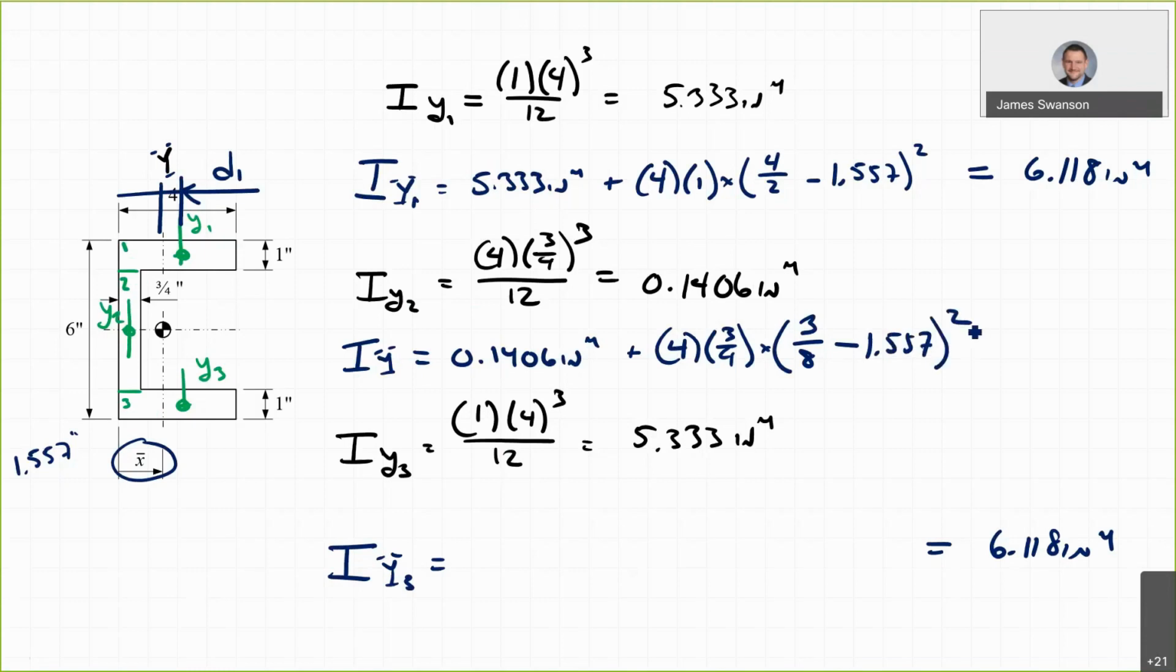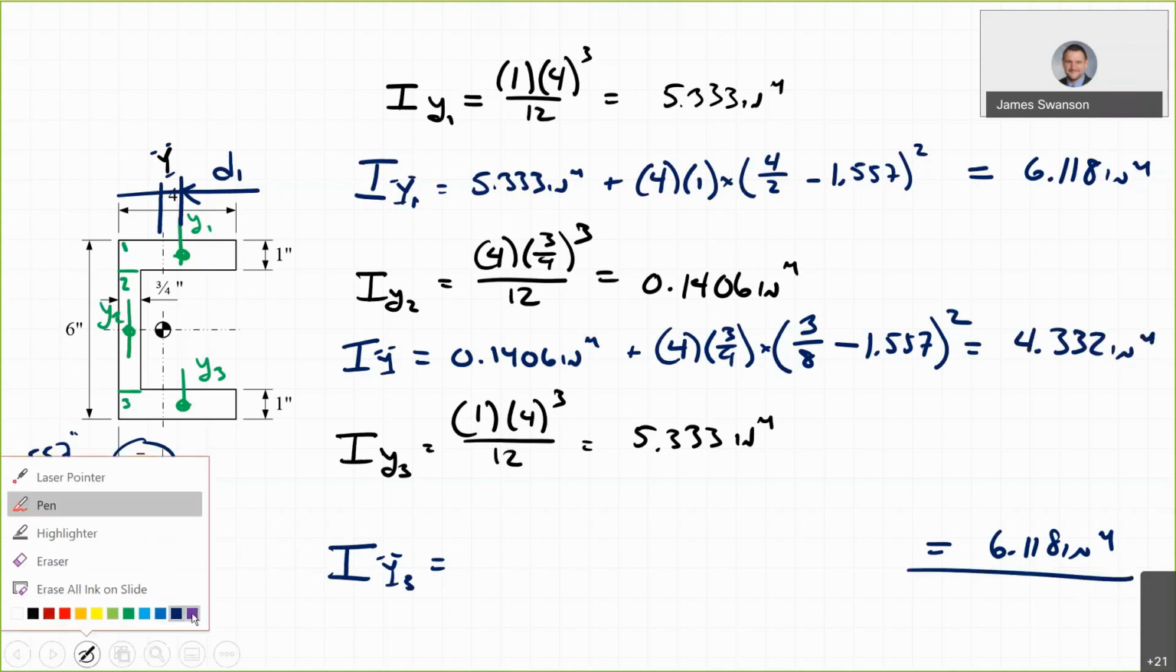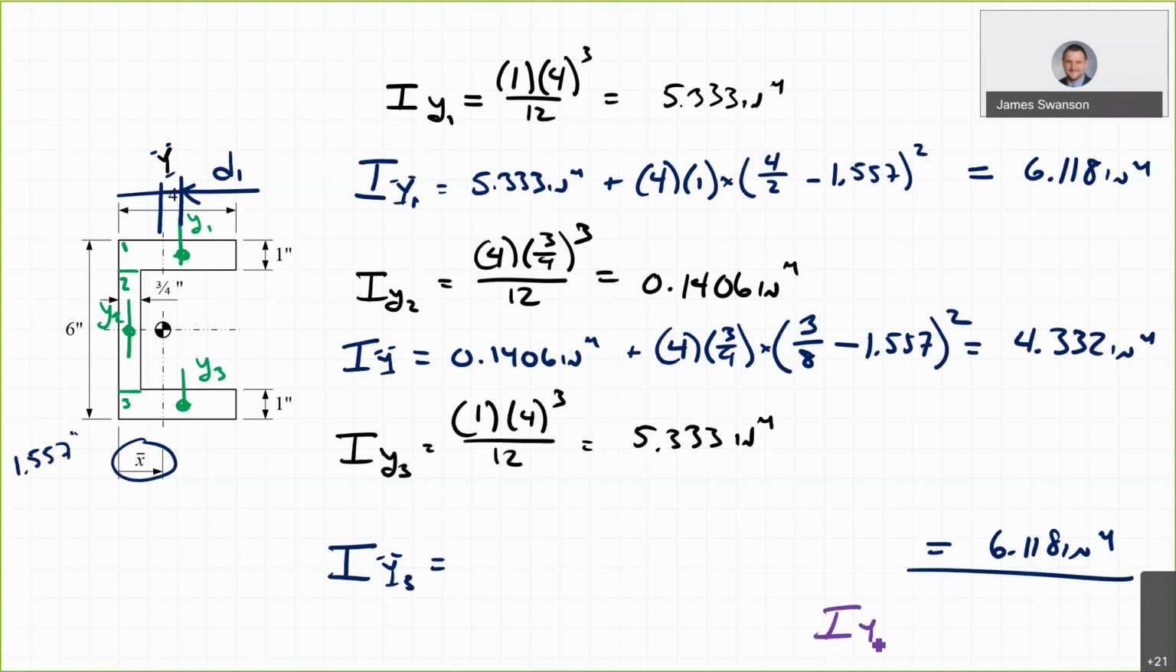Now, one of the beauties of the parallel axis theorem is that you don't have to worry about the signs in this last term because you square it, and so the signs go away. So that helps me avoid a lot of mistakes. 0.557 minus, I square that, then times 4 times 3/4, and then 0.1406, add to that. So 4.332 is what I get. So 4.332 inches fourth. And then now if we add these three together, then what we get is I, the big Y, is equal to, let's see, 16.57.